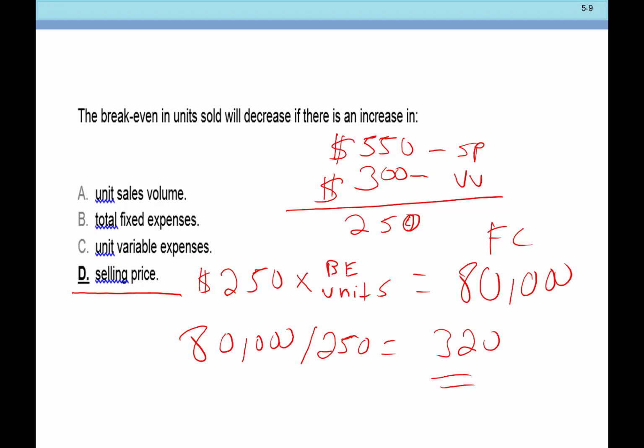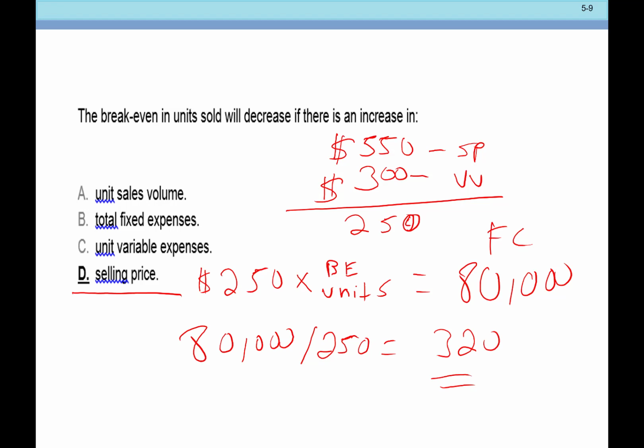Okay, so the break even in units sold, and the quiz is also a Word file, right? Also the Word file in Canvas. Okay, but I just pasted some of them in here. The break even in units sold will decrease if there is an increase in the selling price.